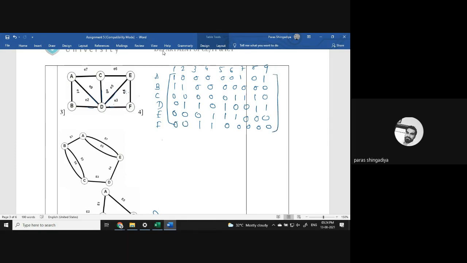Each and every column should have two 1s. All columns should have the entry 1 two times. Any confusion to anyone? Any query?